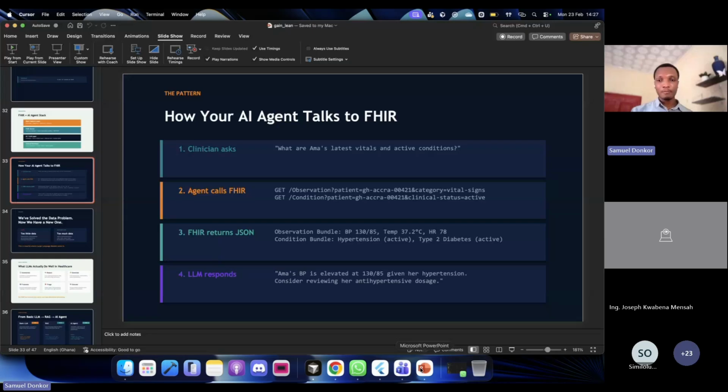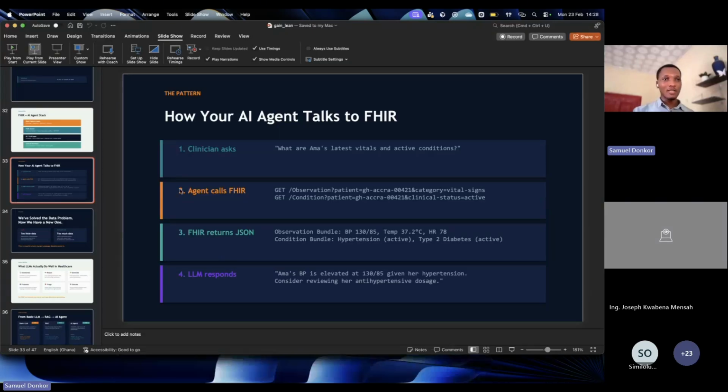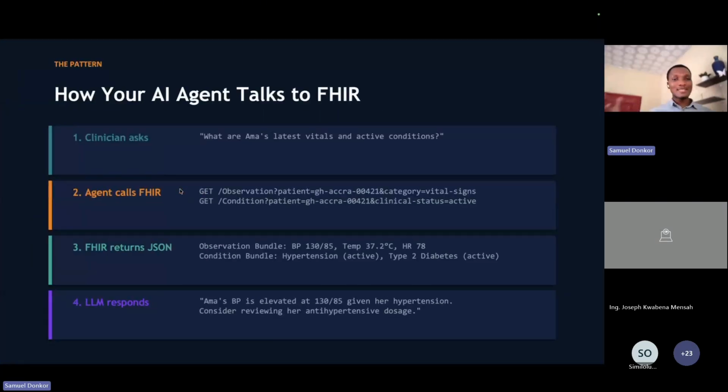So eventually, we don't want to ingest all this into the LLM. Most of them have very small context windows, especially smaller LLMs. We'll talk more about that briefly. So what you want to do is get just what you need out of the data, not all of it. This also makes it very fast.